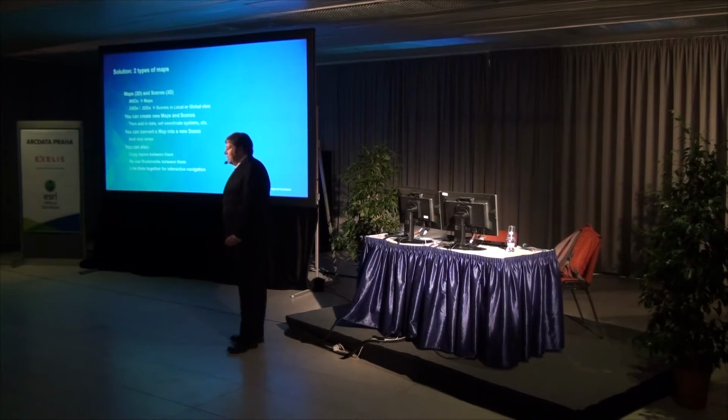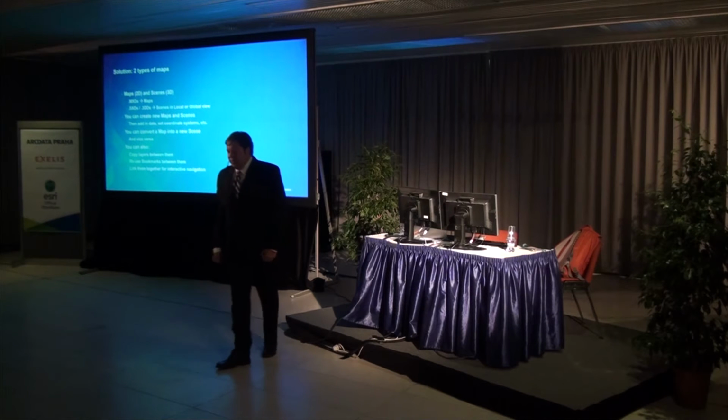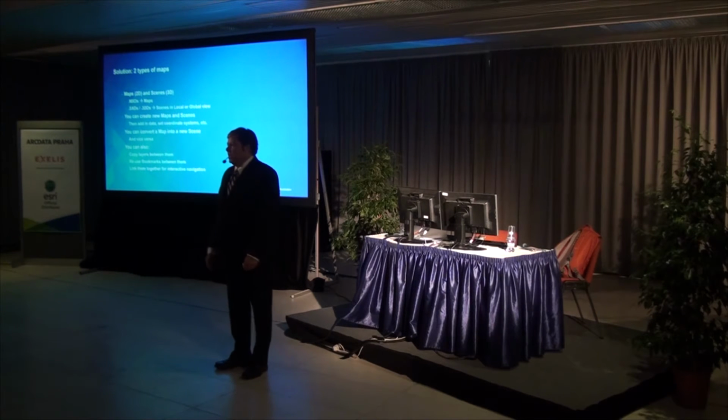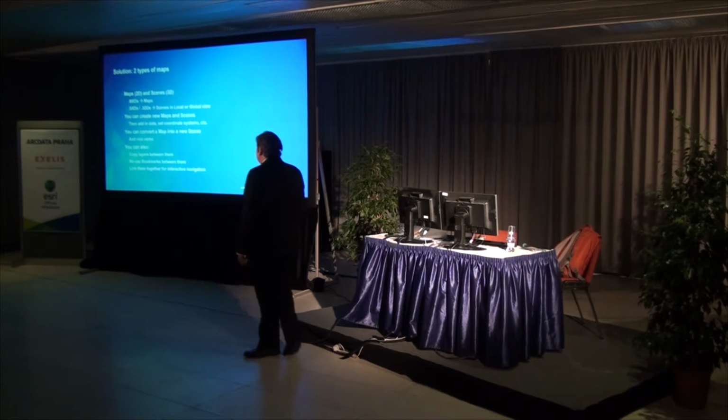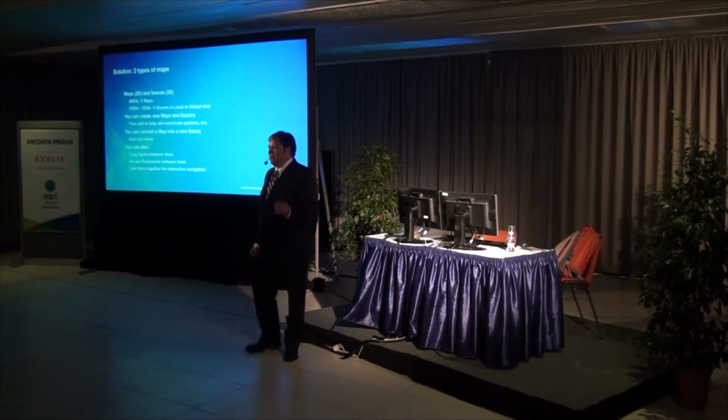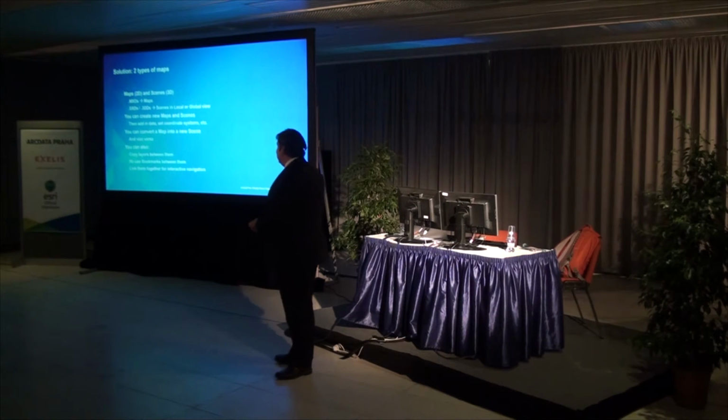So the solution we came up with, this difference between 2D and 3D maps in ArcGIS Pro, is that we now have two kinds of maps. We have a map and a scene. Map being 2D, scene being 3D. I just mentioned that before.